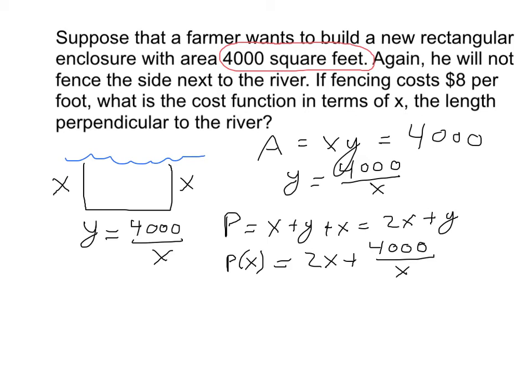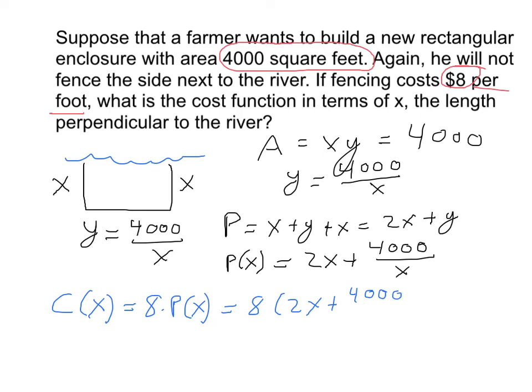Now for the cost, I need to figure out how much it costs if I add up the perimeter all the way around. We're given in the problem that it's going to be $8 per foot. So the cost function, and I'll put this down here, the cost function c of x is going to be $8 times the perimeter in terms of x. So that's going to be equal to 8 times 2x plus 4,000 divided by x.